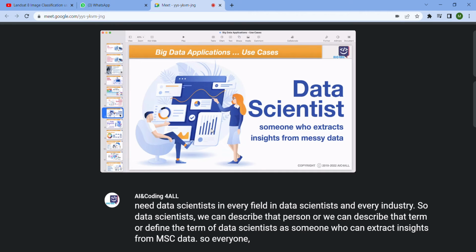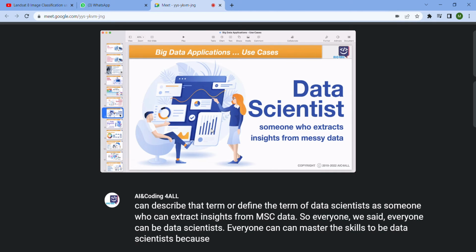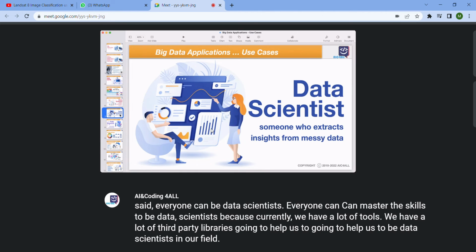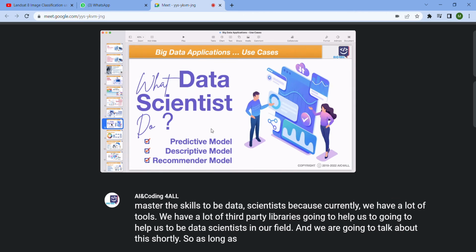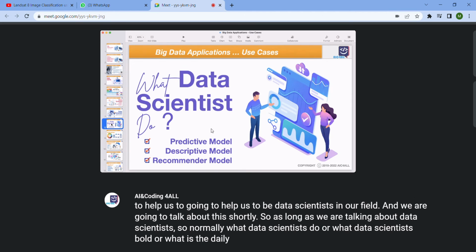So we said everyone can be a data scientist, everyone can master the skills to be a data scientist, because currently we have a lot of tools and third-party libraries that help us be data scientists in our field. And we are going to talk about this shortly. So normally, what do data scientists build, or what is the daily routine of data scientists?